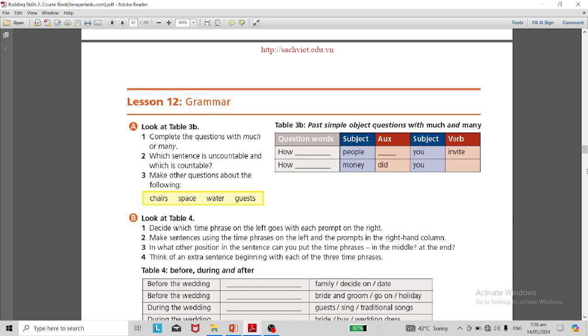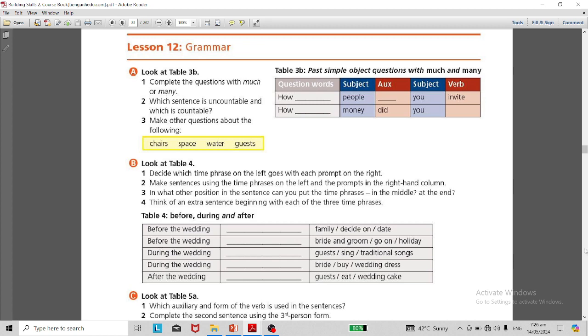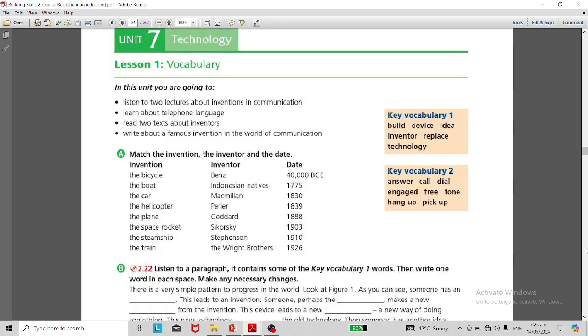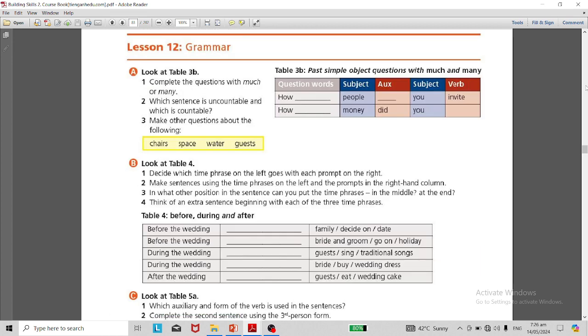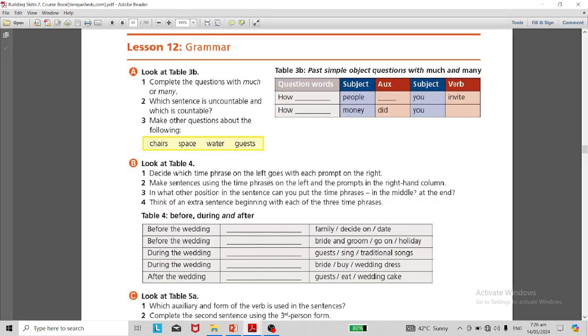Now let's move to lesson 12. Lesson 12 also we have four exercises, A, B, C, and D. In A, let me check with the PowerPoint. Lesson 12, exercise A, we use how many with countable nouns and how much with uncountable nouns. This is for exercise A. Complete the questions with much or many. Do the rest, please.